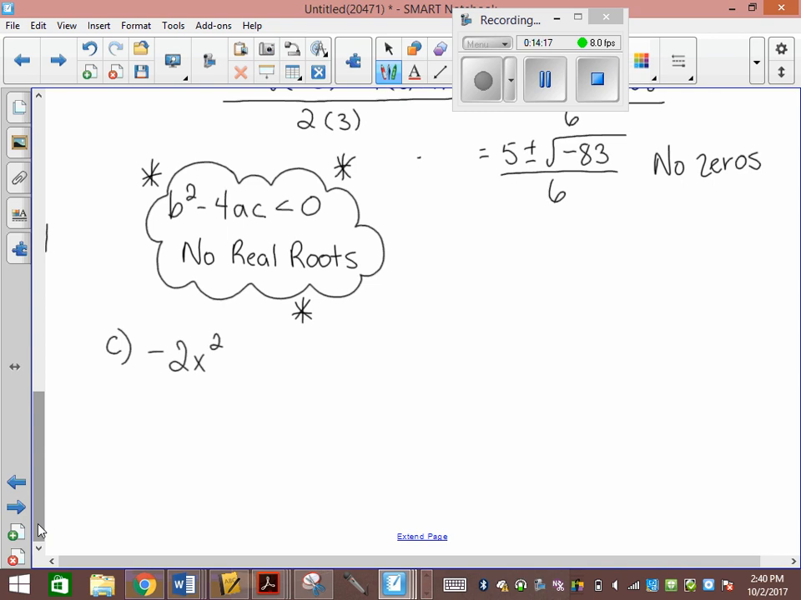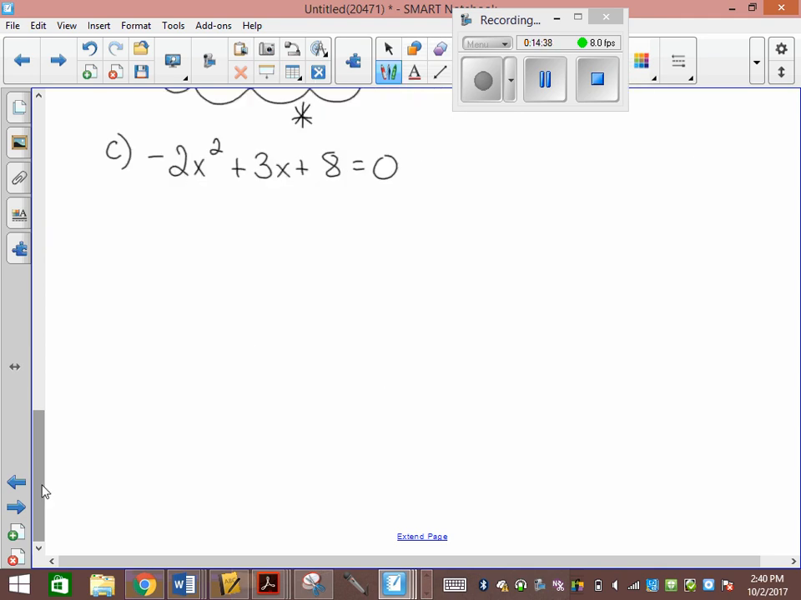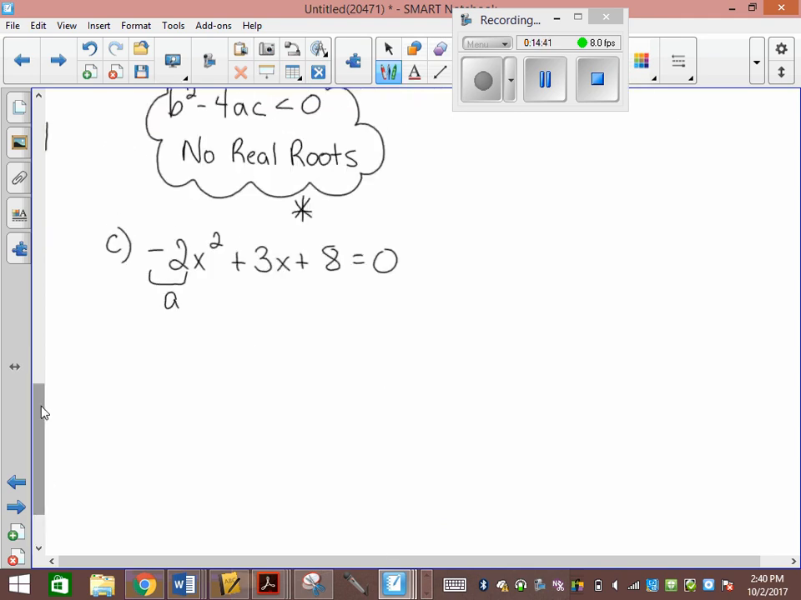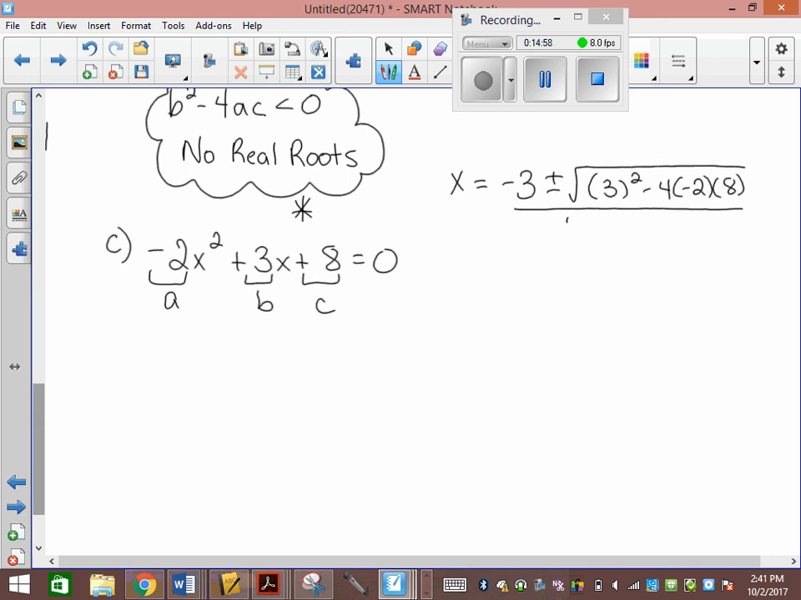Negative 2x squared plus 3x plus 8 equals 0. We'll solve this one together. So remember, the very first thing you would have to do, I'll explain why in a second, is we have to have it equal to 0. So we're going to have a, b, c. So we're going to have x equals negative b plus or minus the square root of b squared minus 4 times a times c, all over 2 times a.